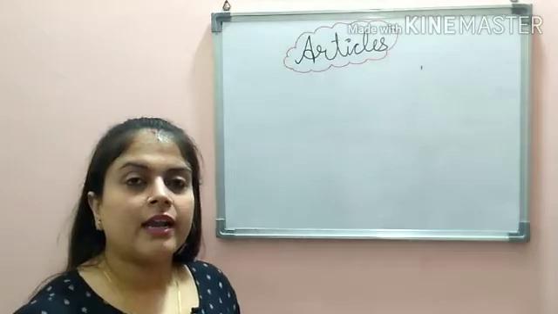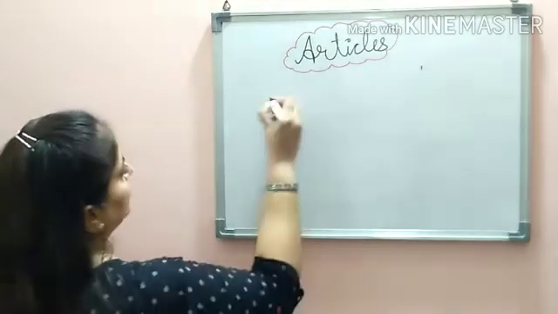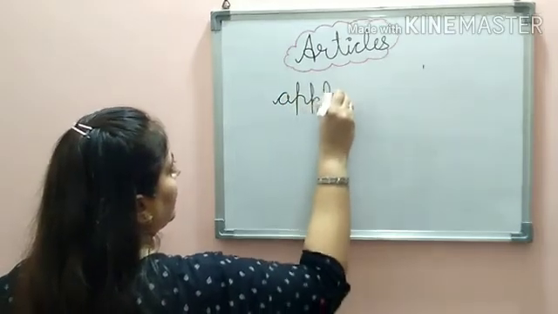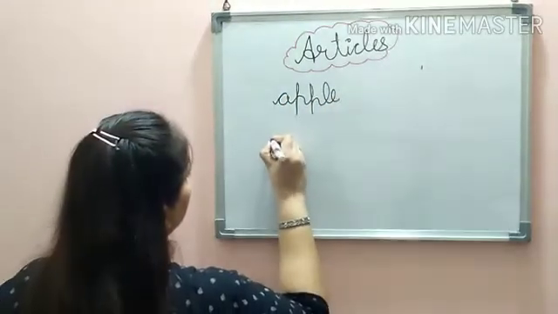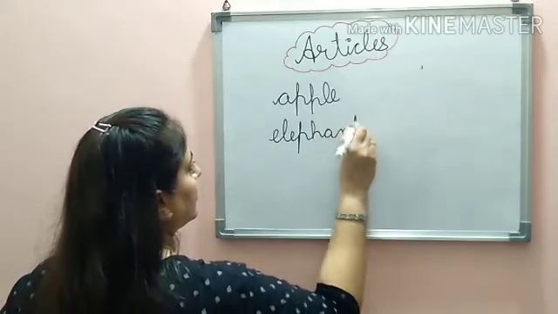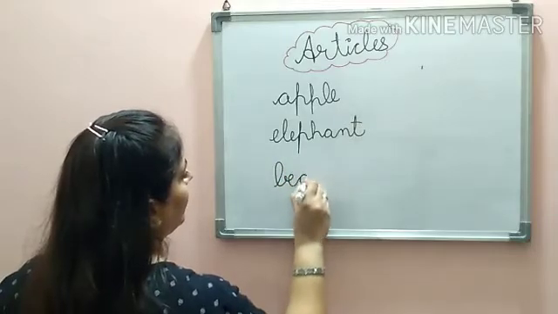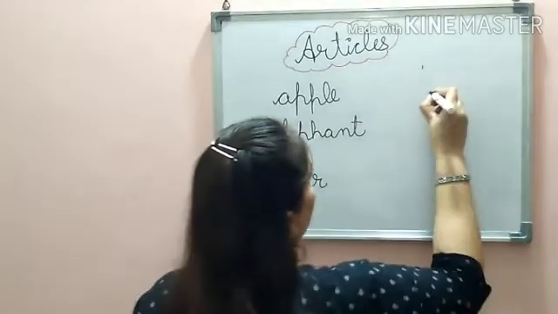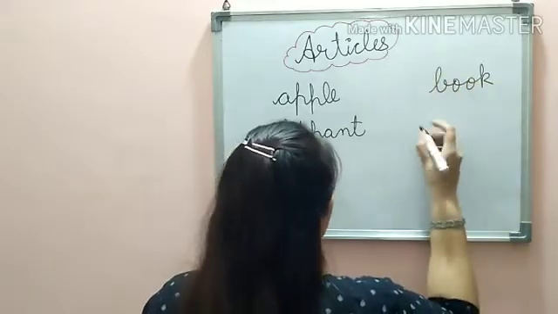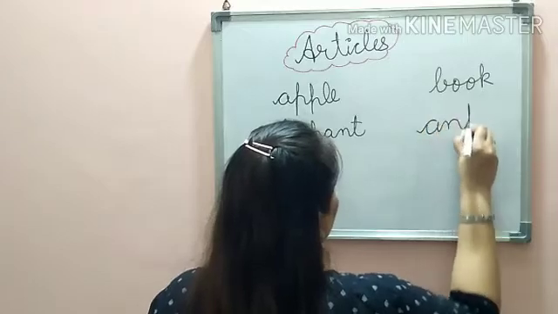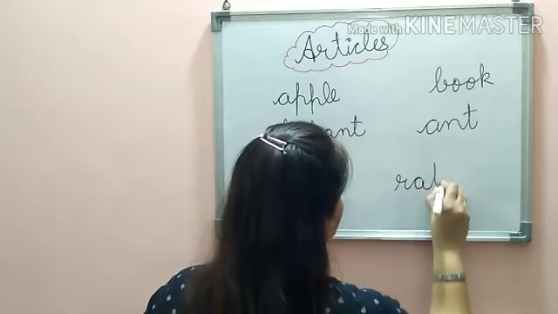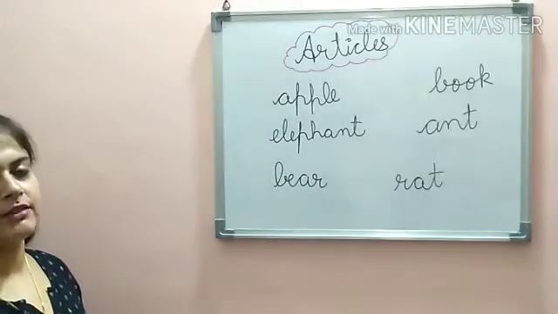Before that, I am going to write a few words on the board. The first word is apple, elephant, bear, book, ant, rat. Now these are a few examples.